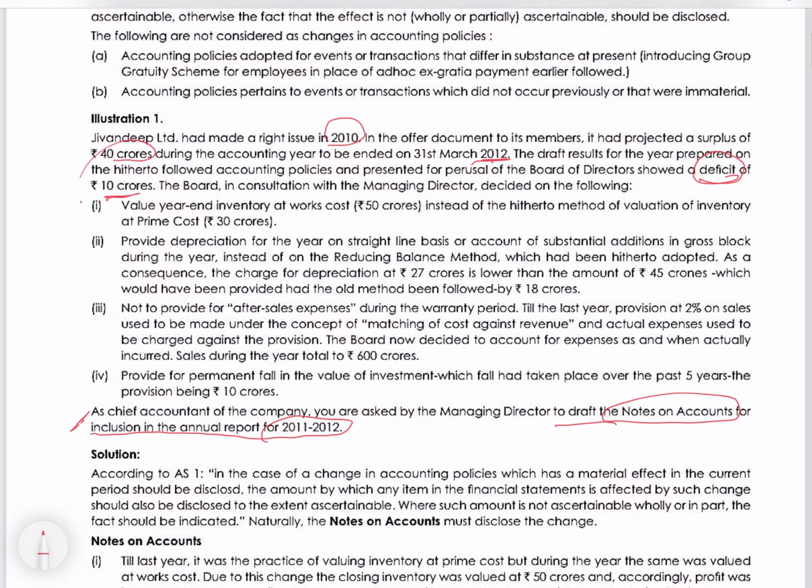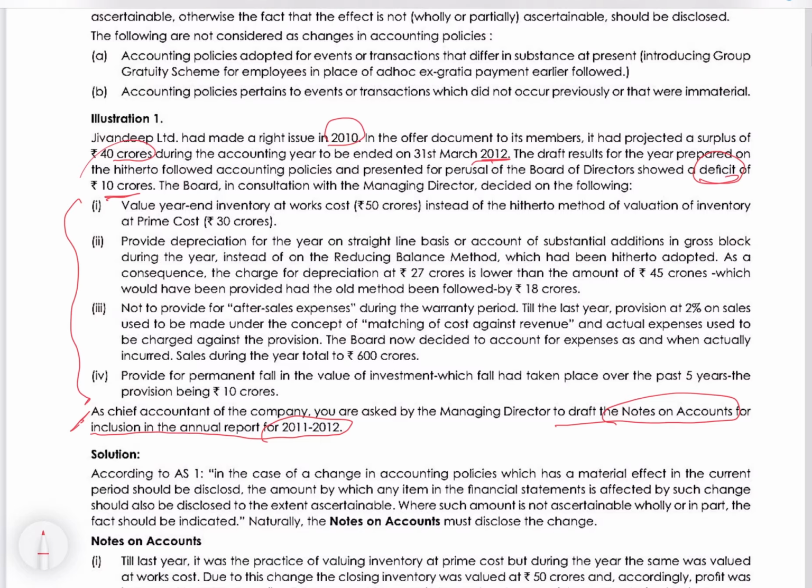So why has the deficit been there? They have spotted 4 reasons. And these 4 reasons, if they fall under a change in accounting policy, then they should be part of notes to accounts. So we have to read all the 4 reasons, find out if it is a change in accounting policy and how it has impacted our profit, and accordingly we should make a disclosure of it in our notes to accounts.